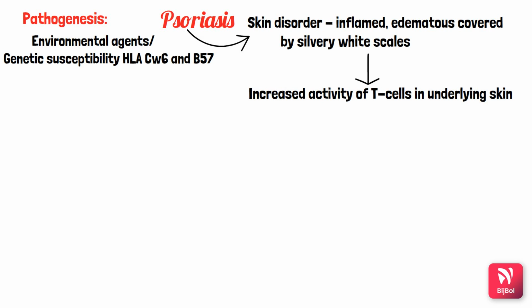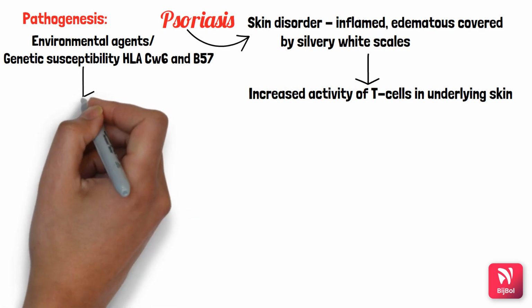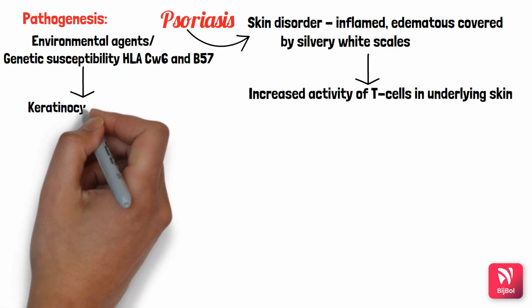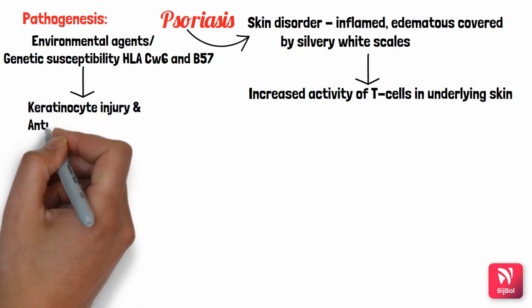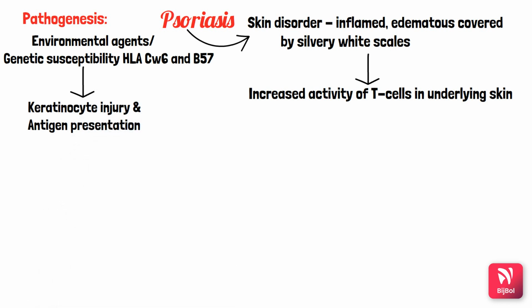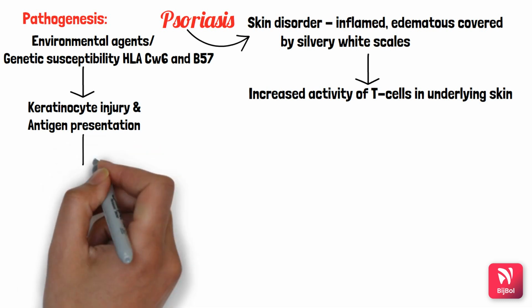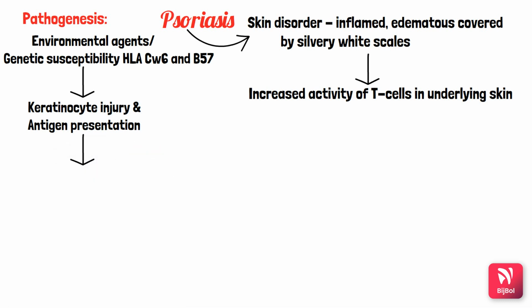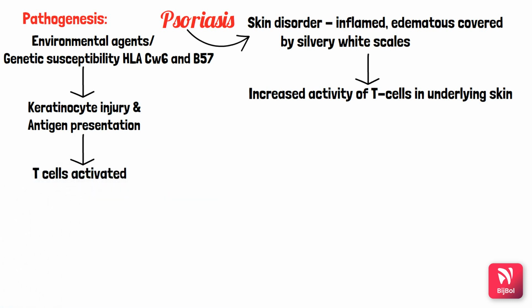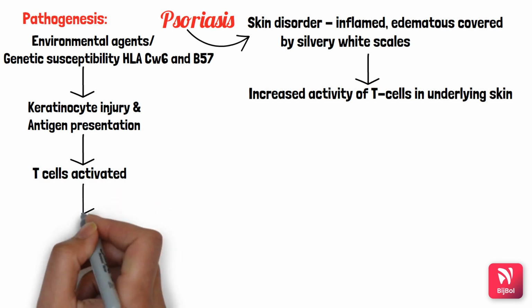Whenever there is an injury, there will be antigen presentation by antigen presenting cells, that is Langerhans cells, to T cells which are present in the lymph node. So now the T cells will be activated against the antigen that has caused the keratinocyte injury. So T cell activation has occurred. Now this activated T cell will produce abnormal amounts of cytokines as well as growth factors.